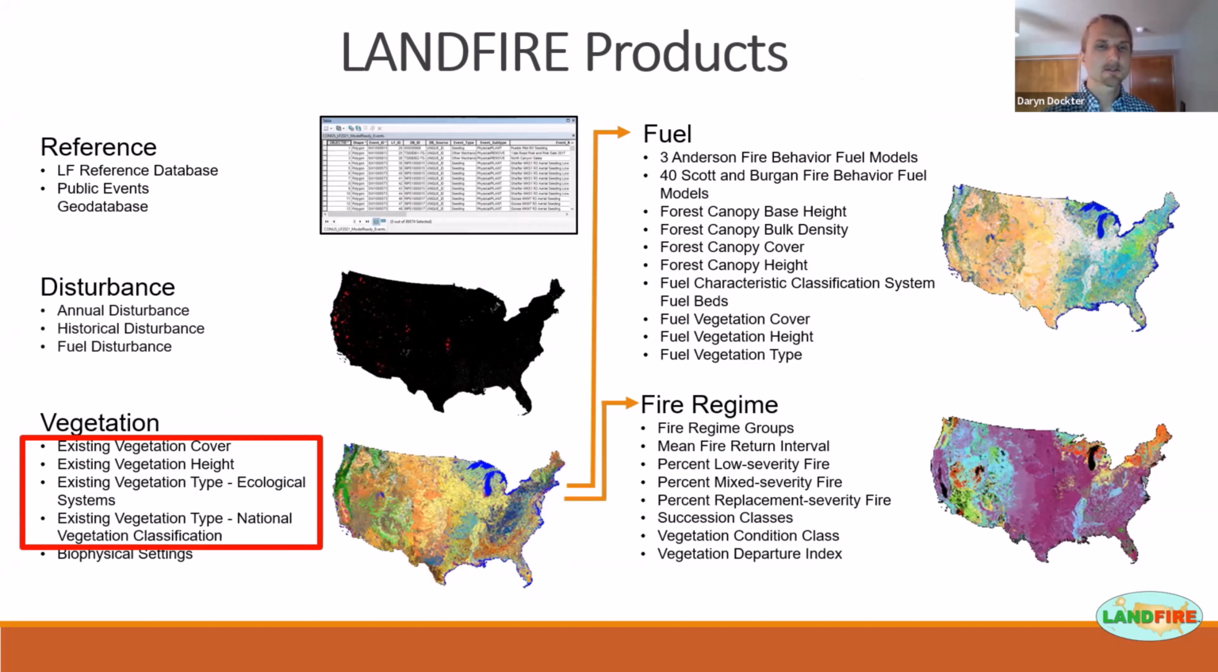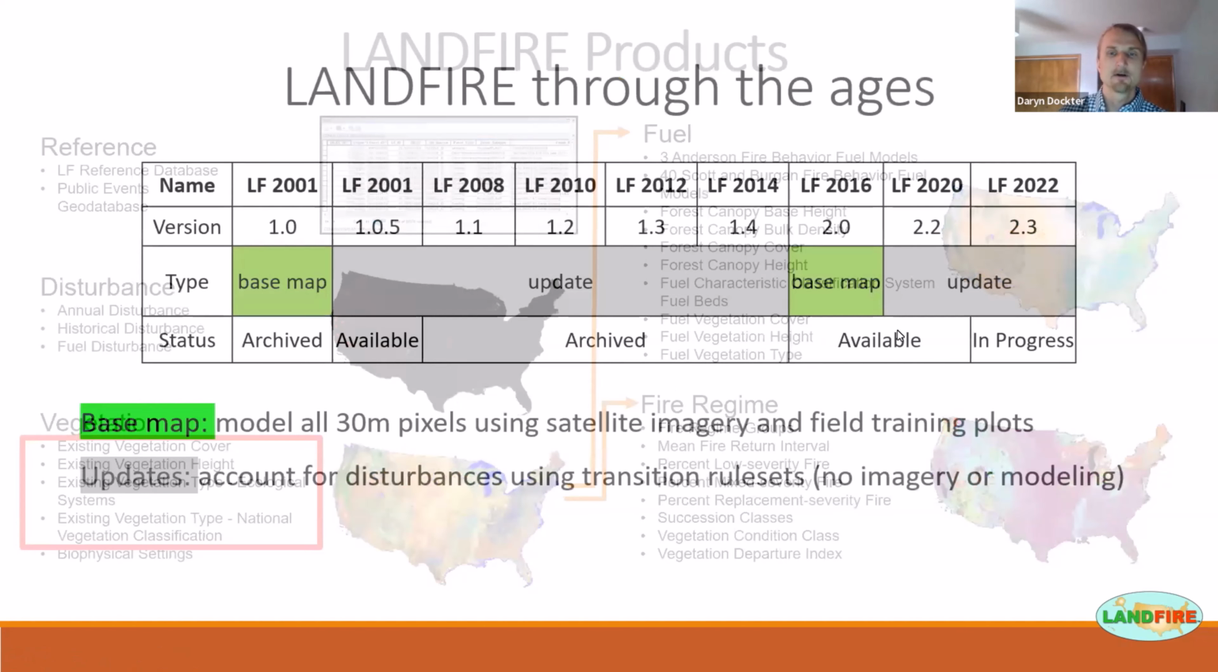We use the reference information and disturbance in the mapping. And then the vegetation is primarily used to create the fuel model products, and then also the fire regime products. So that's where it kind of fits in the big picture of LANDFIRE. And if you're interested in some of these other products, definitely check those out, but we're going to be focused on the vegetation piece today.